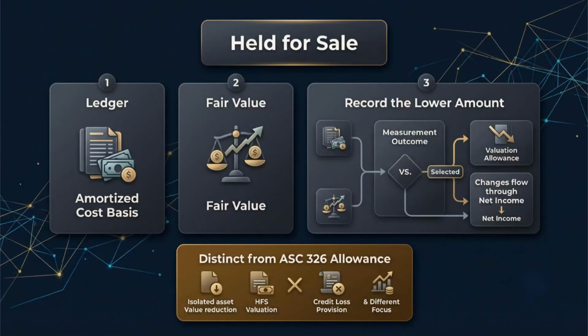Held for sale receivables follow a different logic. If a non-mortgage loan is classified as held for sale, it is measured at the lower of amortized cost basis or fair value. If fair value is lower, a valuation allowance brings the carrying amount down, and changes in that allowance flow through net income. This valuation allowance is not the same thing as an ASC 326 credit loss allowance. One reflects sale classification and fair value pressure, the other reflects expected credit losses. Similar looking reductions, different accounting purposes.